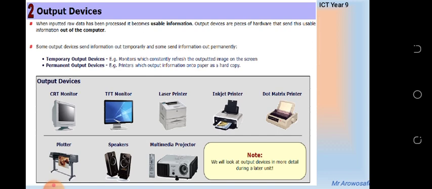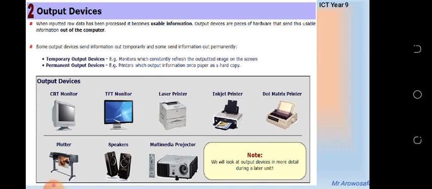Now the next one is permanent output devices. For example, your printer, which outputs information onto paper as a hard copy. So this one will give you the opportunity to see your document printed on paper in form of what? Hard copy.